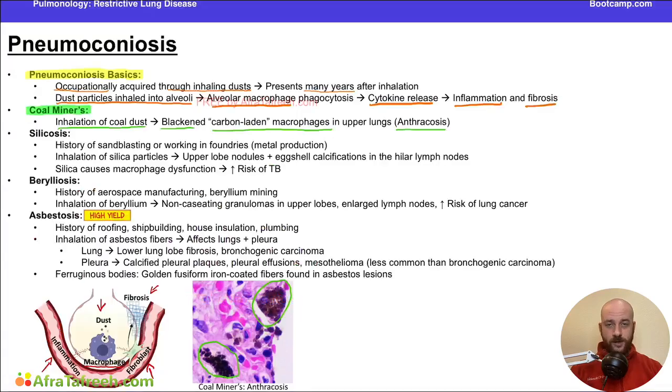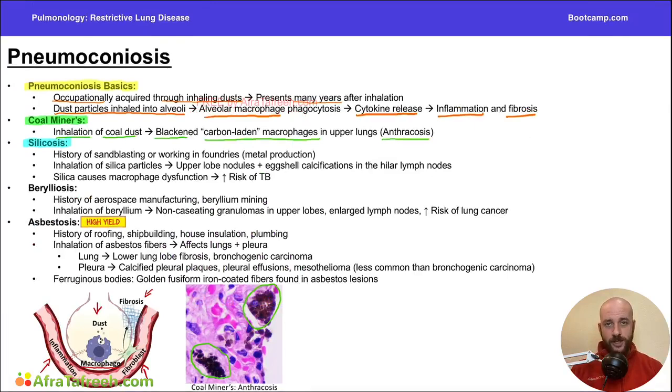So the next pneumoconiosis that we're going to talk about is silicosis. And the classic occupations associated with silicosis are sandblasting and working in foundries where we have metal production. So what's occurring here is we're getting the inhalation of silica particles, and this is going to lead to lung nodules and eggshell calcifications in the hilar lymph nodes.